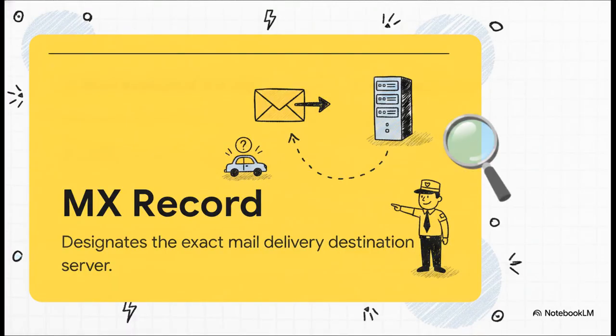And finally, the real star of this explainer, the MX record, short for mail exchanger. This is the specific instruction telling the internet exactly where to drop off your email. It's literally the answer our DNS traffic cop gives to that lost driver we talked about earlier.